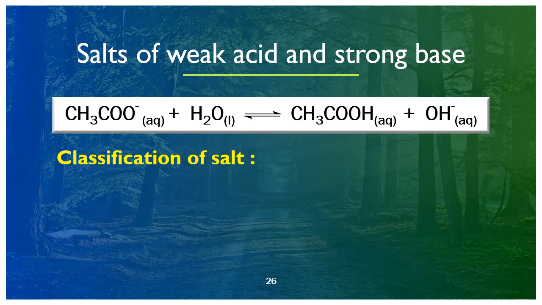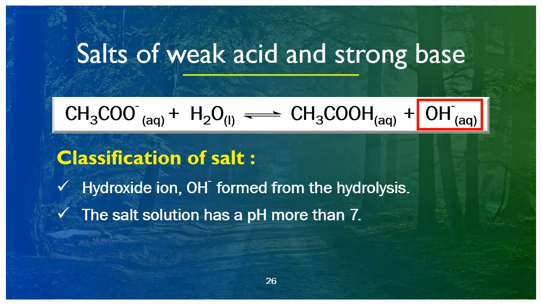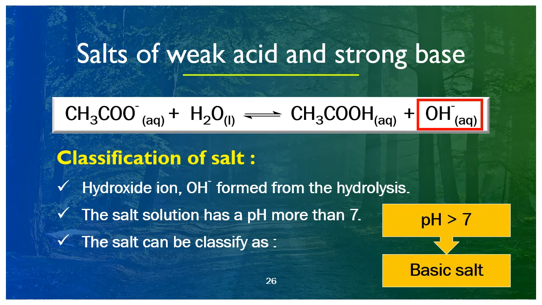From the hydrolysis reaction, we can identify the presence of hydroxide ions. Therefore, the salt solution must be basic. It has a pH more than 7, thus we can classify this kind of salt as a basic salt.